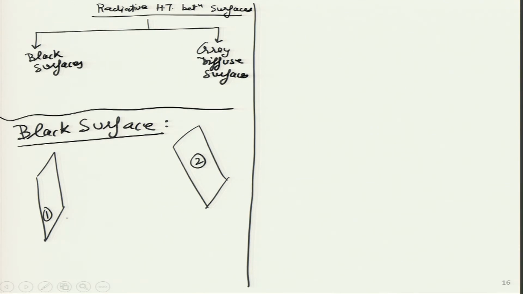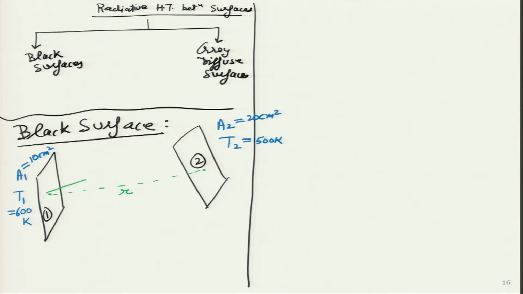Their properties I know, which means this area I know is A1, its temperature I know is T1, this area I know is A2, its temperature I know is T2. I can put some numbers also, maybe this is 10 centimeter square, this temperature is 600 Kelvin. This area maybe is double, 20 centimeter square, this temperature may be 500 Kelvin. And I know the distance between them, all the things that are to be known I know between them. So, if I draw this particular line over here, I know the radius, I know their orientation.